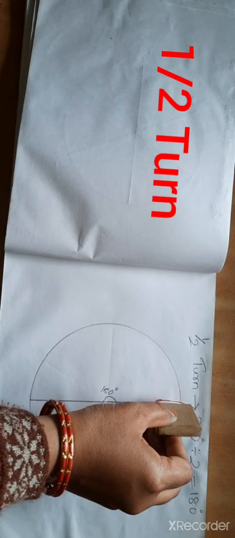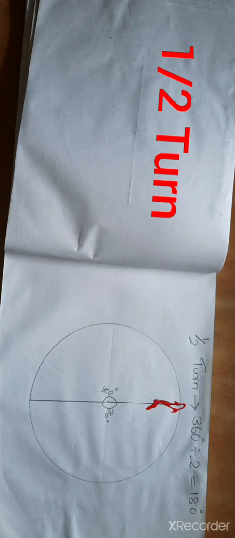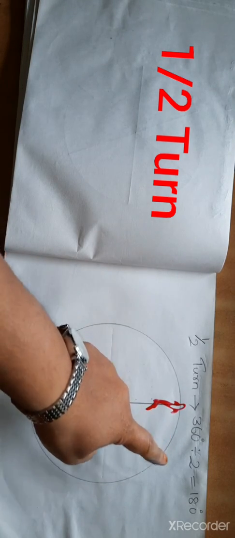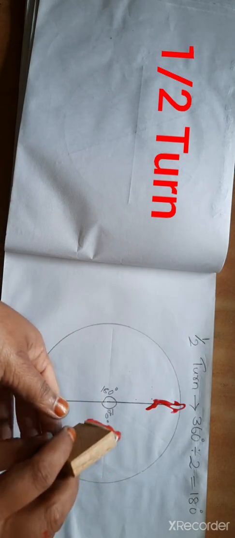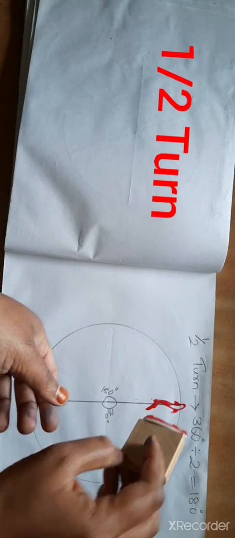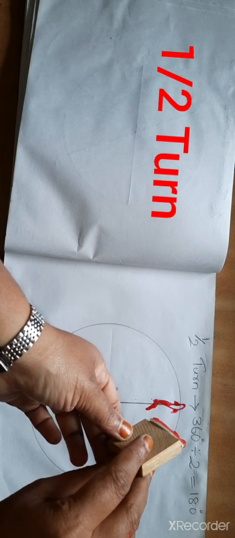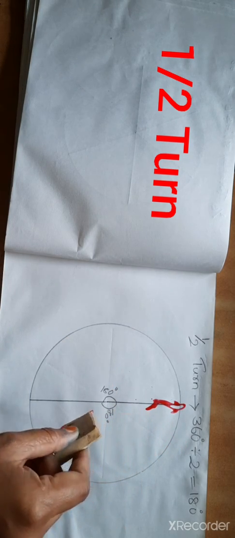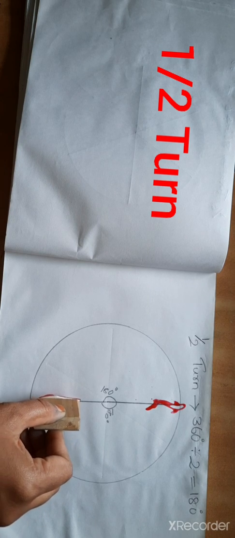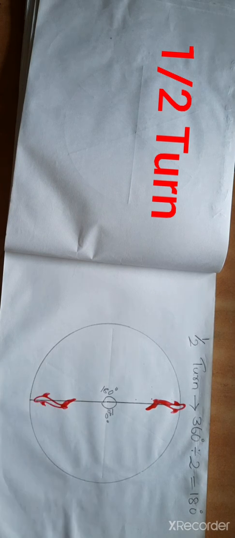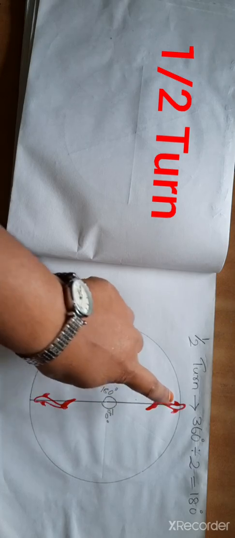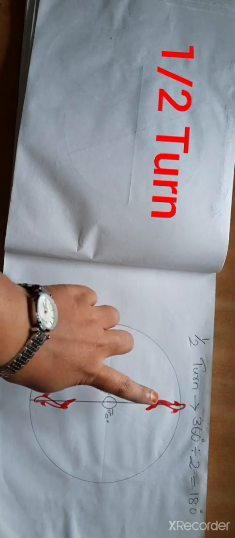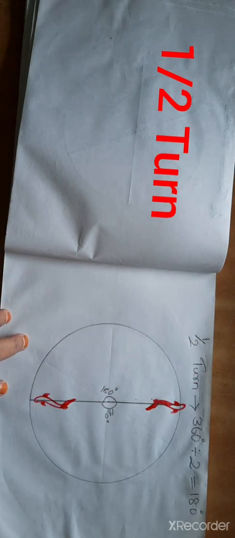Now use the block and see here. I put a print here, and now I am turning it. See, I am giving it half a turn, and one more print. Are both the same? No. One fish is moving upwards and one is downwards. That means this is called half a turn.